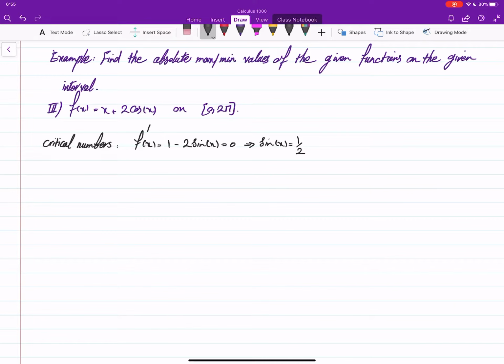Well, this has infinitely many solutions, but the ones which are in this interval are pi over 6 and 5 pi over 6. These are two values of x at which the sine is 1 over 2. As a result, f prime is 0. So those are critical numbers. Then we evaluate the function at these critical numbers.